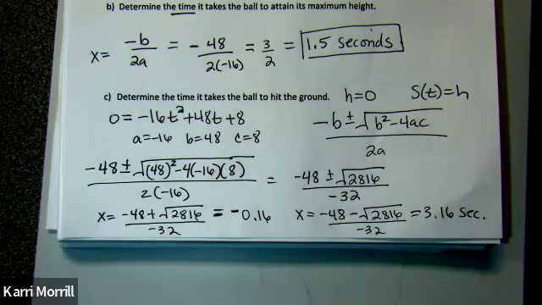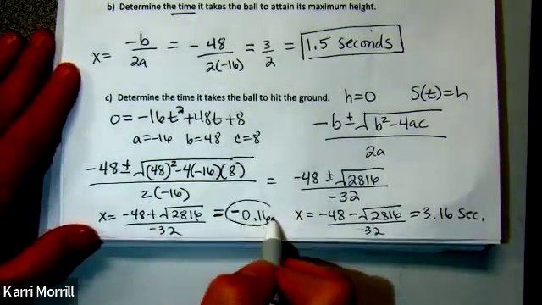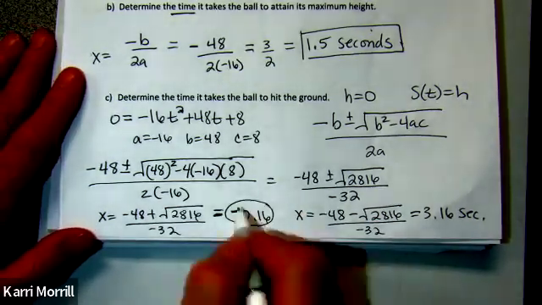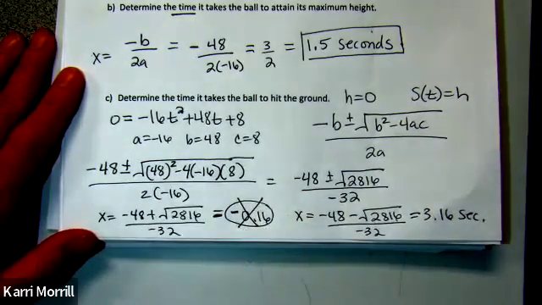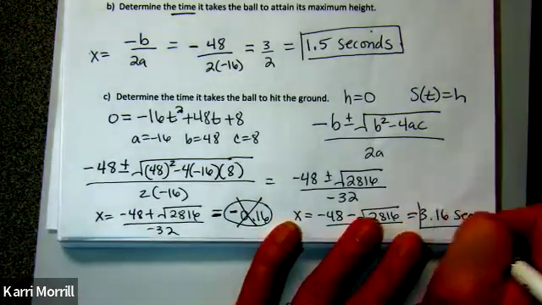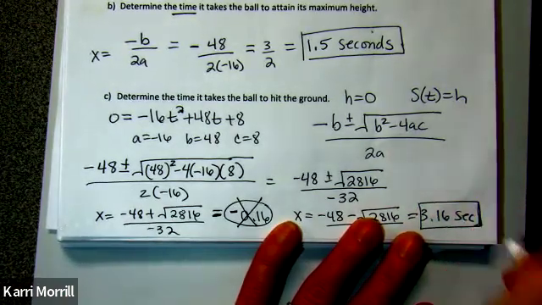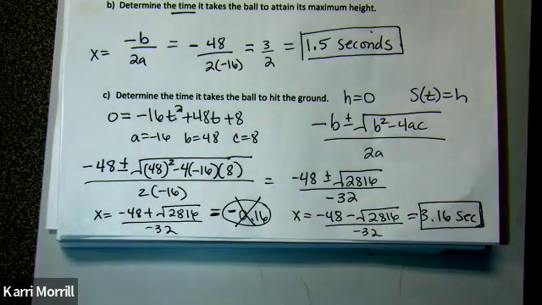So what we'll notice here is that, kind of like the previous lesson that we did, I can't have negative time, so that's not going to be a reasonable answer. So it's going to say it takes 3.16 seconds for the ball to hit the ground. Problems like this, make sure you're looking for rounding instructions so that you round appropriately.